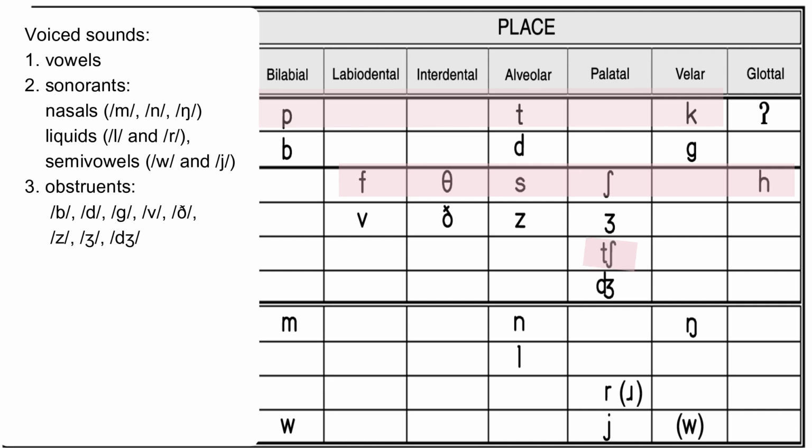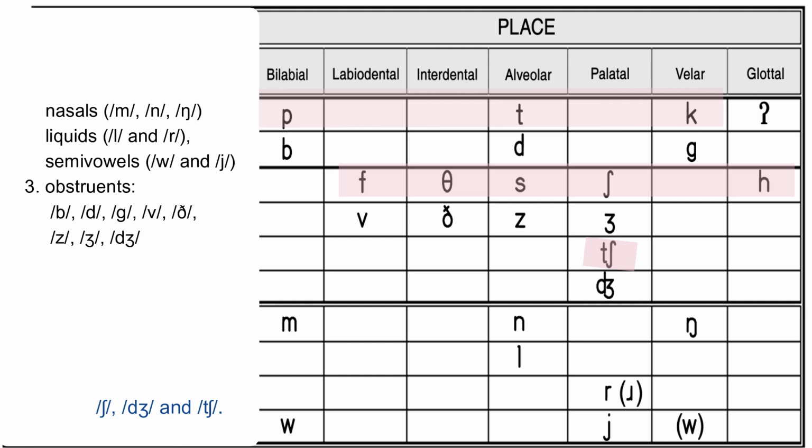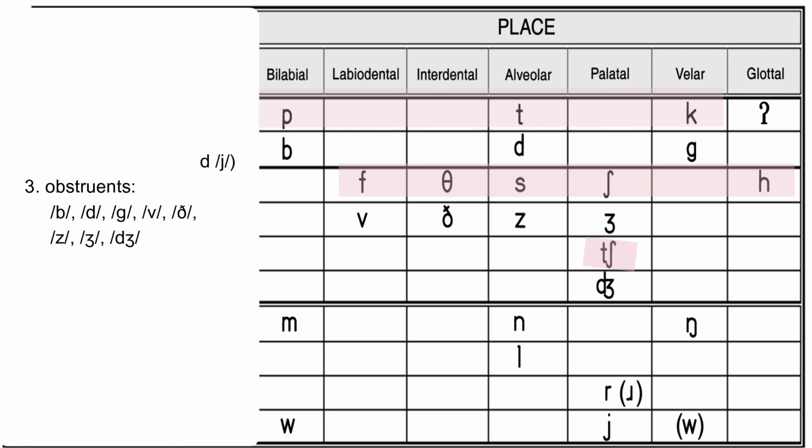In fact, almost all obstruents have a pair of sounds that have an identical place and manner of articulation but differ in voicing. These are the pairs that differ only in voicing: b and p, d and t, g and k, v and f, tha and th, z and s, ja and sha, ja and cha. Each pair sound is produced exactly the same way except for voicing. The voiceless sound ha has no voiced counterpart.